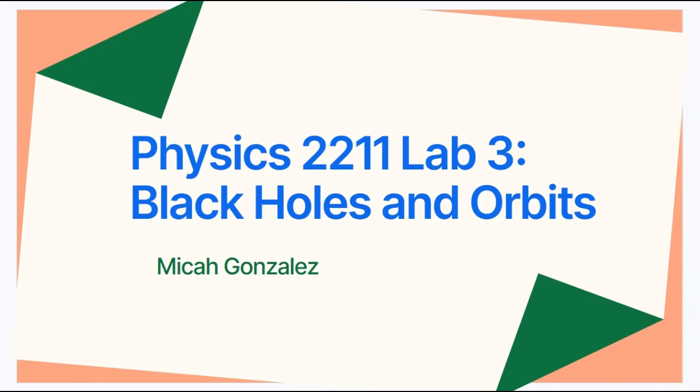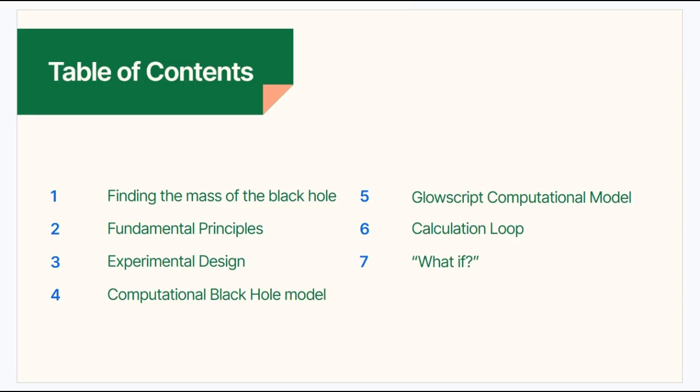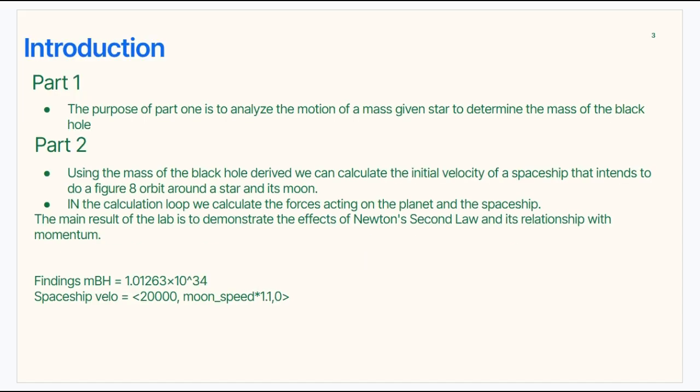Yo, what's up? This is Physics 2211, Lab 3, Black Holes and Orbits. Here's your table of contents: finding the mass, the fundamental principles, experimental design, the computational model parts 1 and 2, calculation loop, and then our what ifs, and then error.